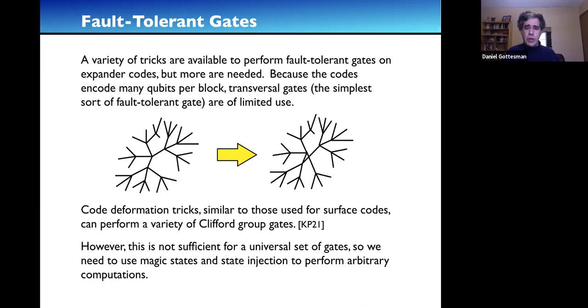And again, there are things you can do, but one recent progress to try to keep the overhead of these gate constructions down is to do code deformation tricks, which are similar to and inspired by those used for surface codes. However, those use just Clifford group gates, a set of gates that's non-universal. So we're going to need additional gates, and as far as we know, the best way to do that is again using magic states and state injection, which is another standard fault-tolerant gate construction, and one that's also used for surface codes.